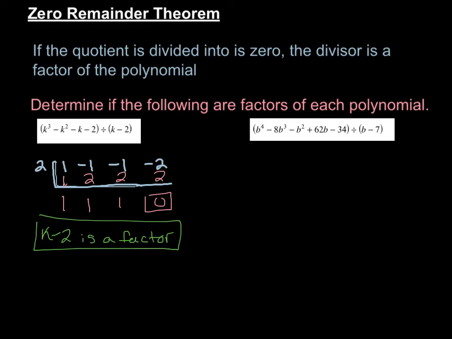Let's try this one. We have b to the 4th minus 8b cubed minus b squared plus 62b minus 34. And our factor we're testing is b minus 7. So I'm going to set up our synthetic division bar. If the remainder is 0, it's a factor. If it's not 0, it's not a factor. Our divisor is 7. 1b to the 4th, negative 8b cubed, negative 1b squared, 62b, then negative 34 as a constant.